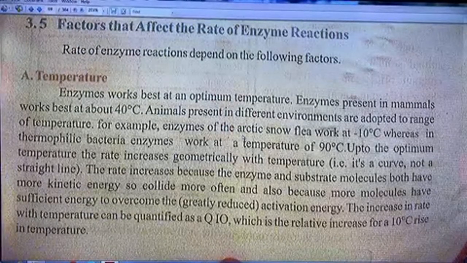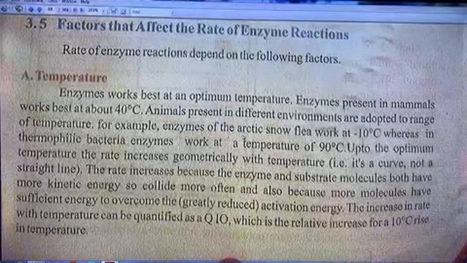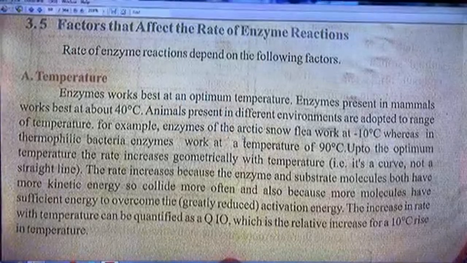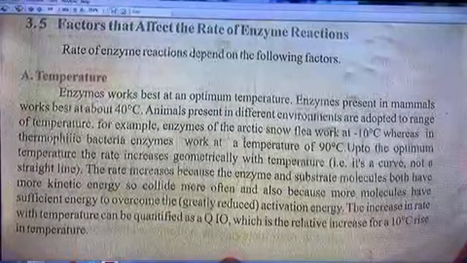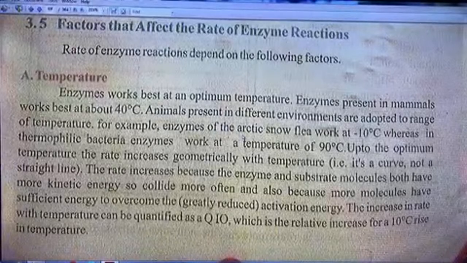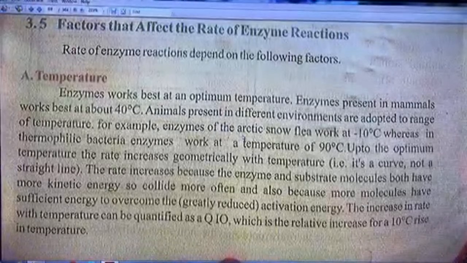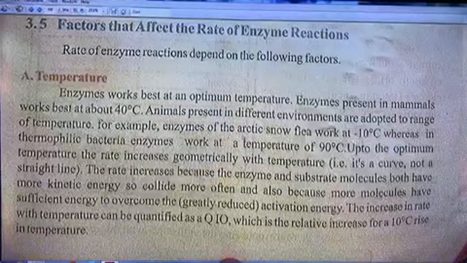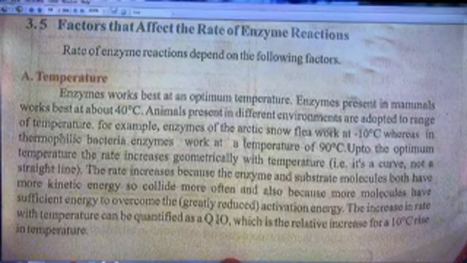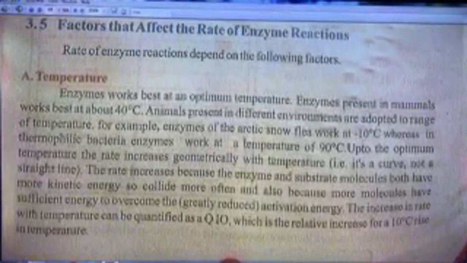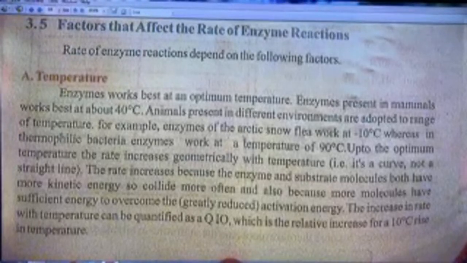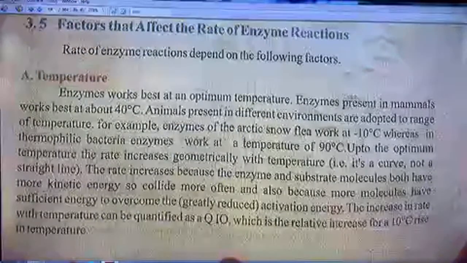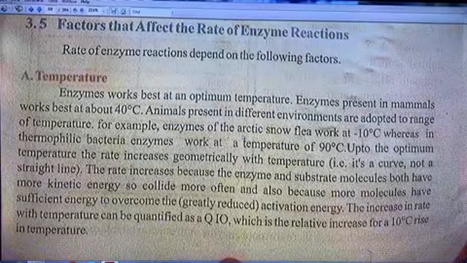Up to the optimum temperature, the rate increases geometrically with temperature. The rate increases because the enzymes and substrate molecules both have more kinetic energy, so collide more often, and also because more molecules have sufficient energy to overcome the activation energy. The increase in rate with temperature can be quantified as a Q10, which is the relative rate for a 10 degrees centigrade rise in temperature.